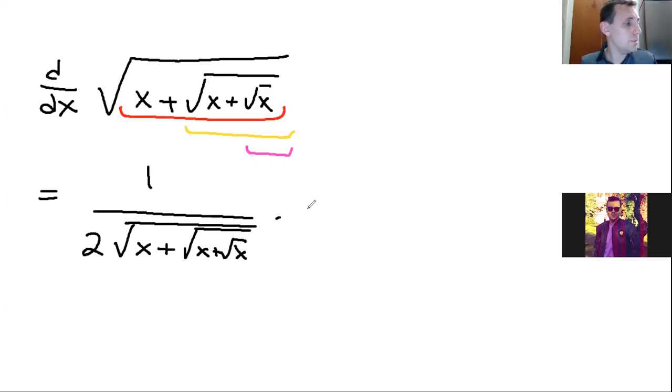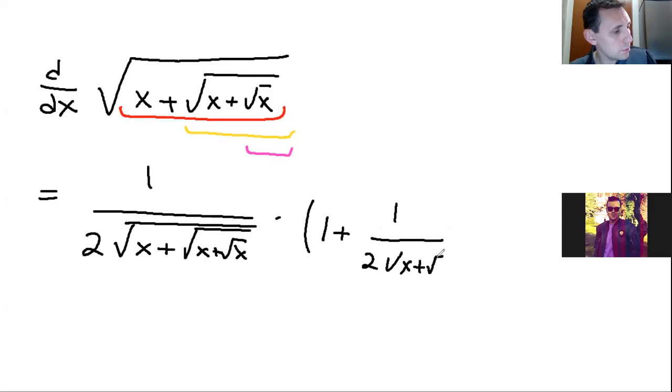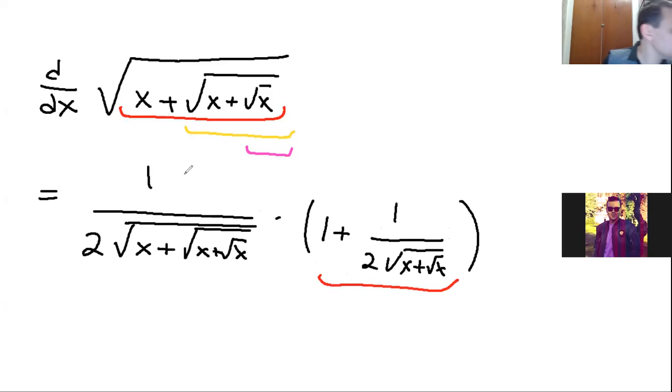Good. Then I multiply. Now it's the red region. So what's the derivative of the red region? It's 1 plus 1 over 2 root x plus root x. That's the red region that I dealt with. Now, well, you have to be careful. So it's times this, but I apply a chain rule here. So I should place it. You have to be very careful. It's very easy to be wrong here.